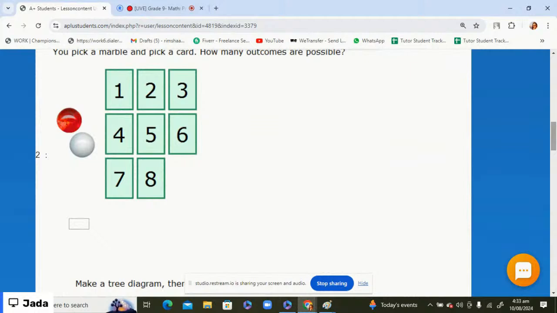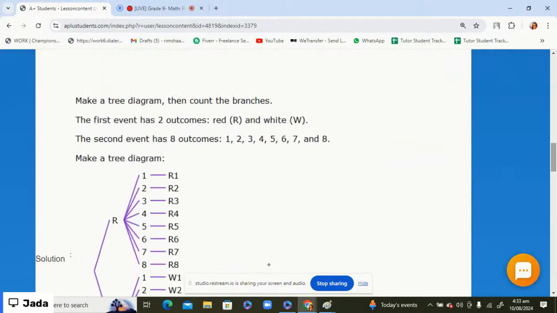You guys understand it or not? This is very easy, okay? You pick a marble and pick a card. So how many outcomes are possible? So first of all, let's just check.